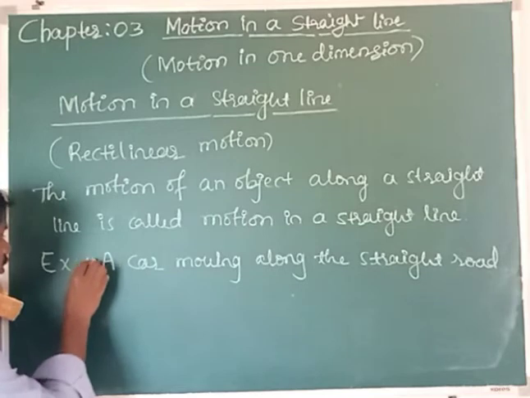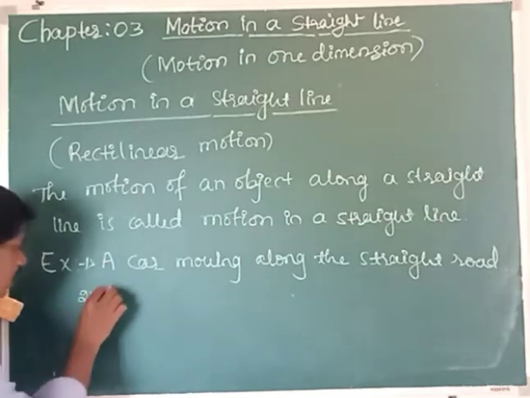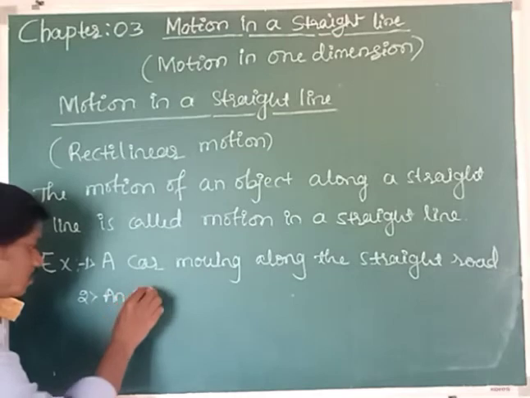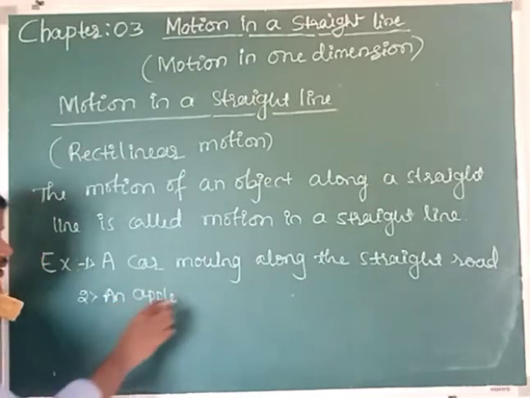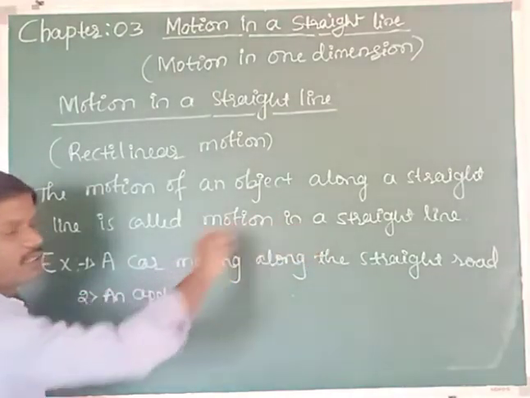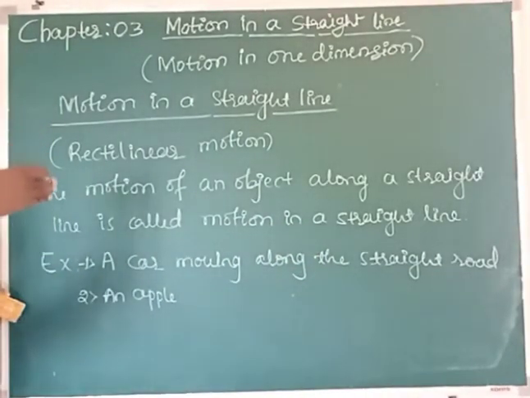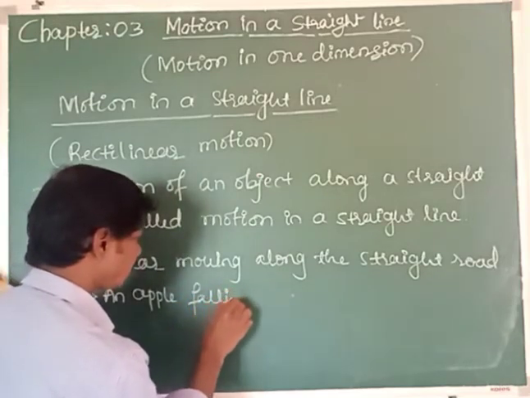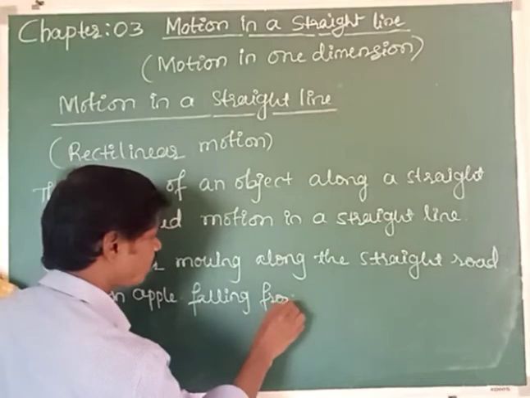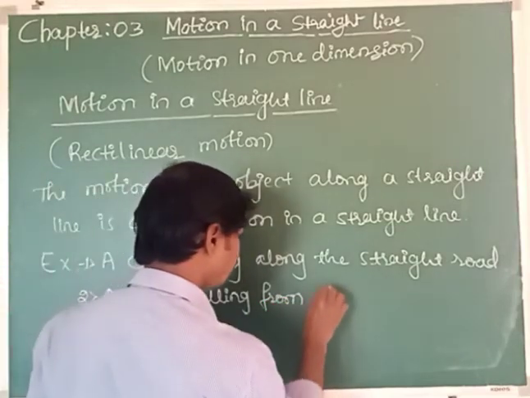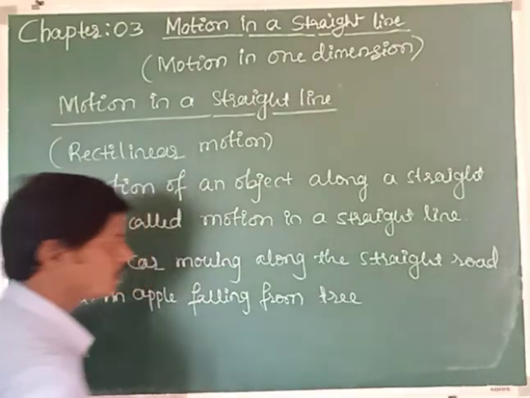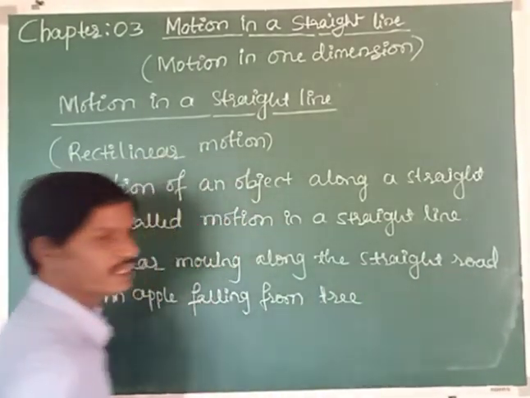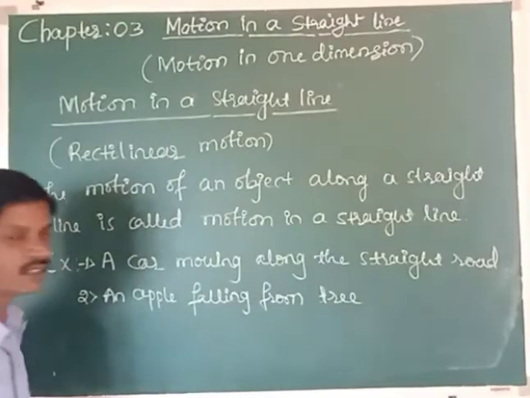Another example I will take, the second one, an apple falling from the tree. It is in which motion? That is rectilinear. Okay, an apple falling from the tree means it is moving along which axis? That is the y axis, but in which direction? Downward direction. An apple falling from a tree is also an example for motion in a straight line. Okay, here which coordinate are we going to use? The x coordinate. Here which coordinate are we going to use? That is the y coordinate.